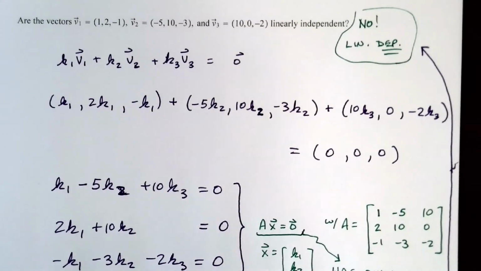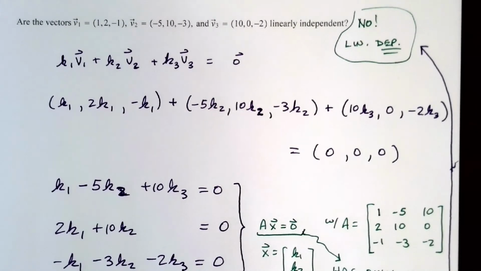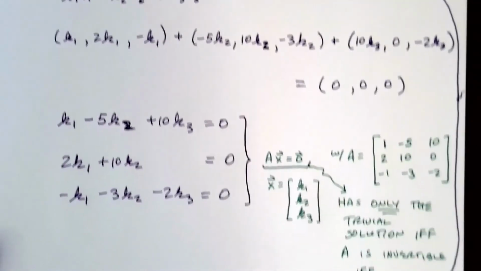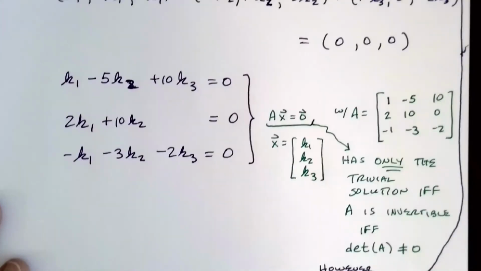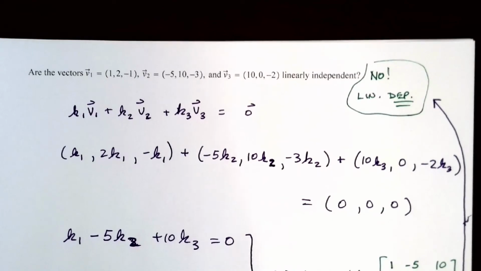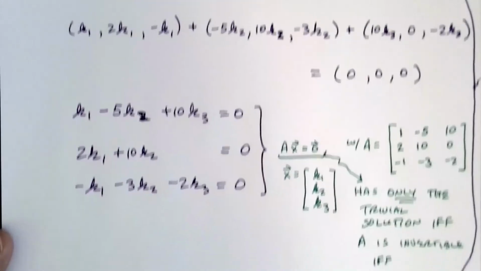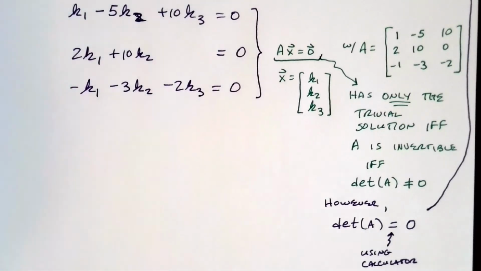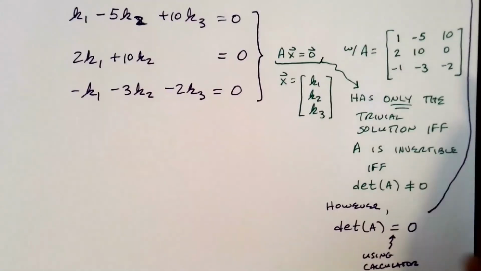And that means what? Any one of these vectors can be written as a linear combination of the others. Well, in this case all three can be, but in general at least one can be, we know. Now, could you do that? Could you write one as a linear combination of the others? Yeah, you could, and we could have determined the linear dependence another way.